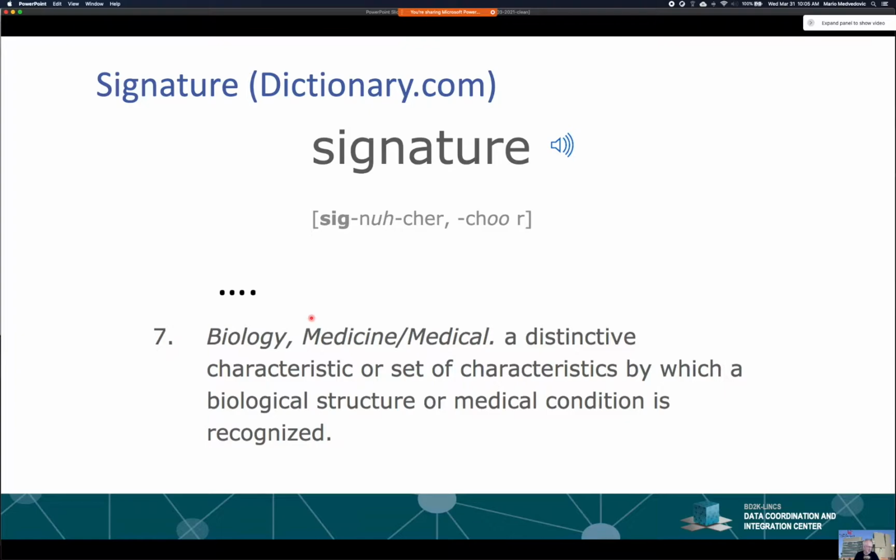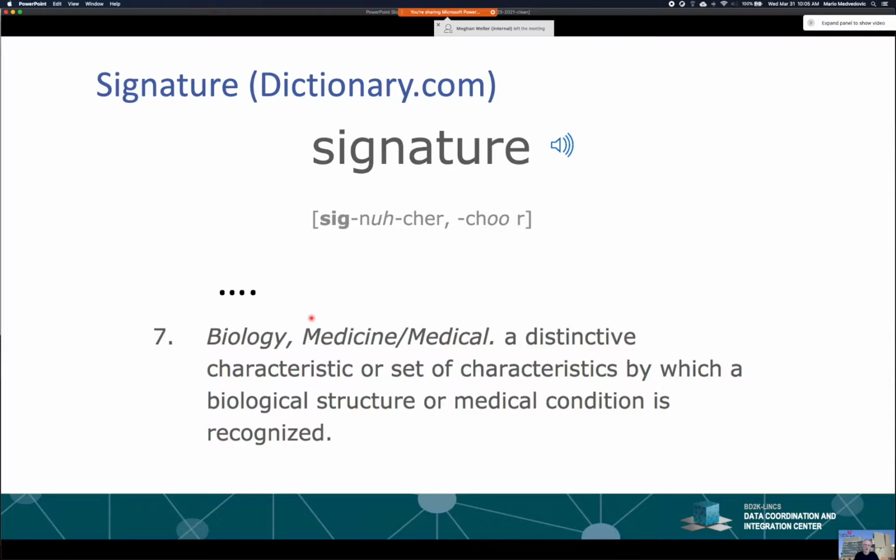Okay, so let me start with the signature, right? This signature concept is really pervasive in the omics world, right? Everybody has developed some kind of signature, and they can consist of very different types of information, right?